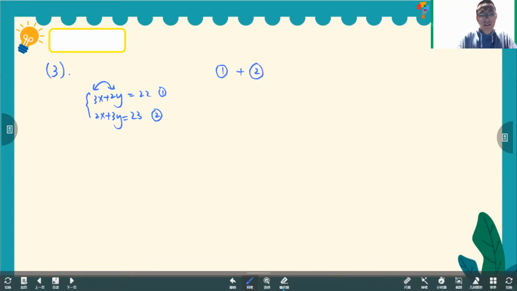Yeah, because this is 3, this is 2, this is 2, this is 3. That means if we add these two equations together, we will have the same coefficient for x and y. Yeah, so 3 plus 2 is 5, and 2 plus 3 is 5 as well. So that will give us 5x plus 5y equals to 22 plus 23 is 45.